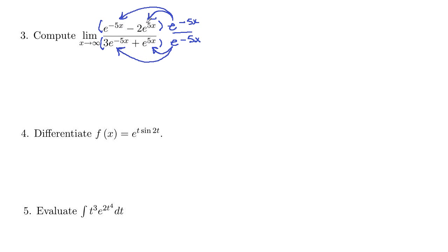So e to the negative 5x times e to the negative 5x. When you multiply, you add exponents, right? So that's going to be e to the negative 10x, negative 5x and another negative 5x. Then do the same thing here, minus 2 e to the 5x plus negative 5x. That's e to the 0, which is 1, so this is just 2. In the denominator, same thing, e to the negative 5x comes in here. We will have a 3e to the negative 10x, adding exponents. And when you multiply these together, add exponents, that's e to the 0, which is 1.